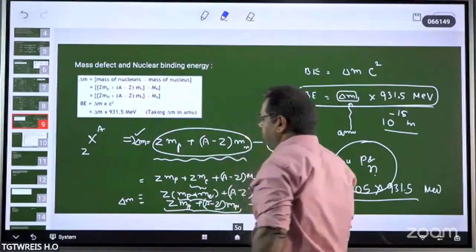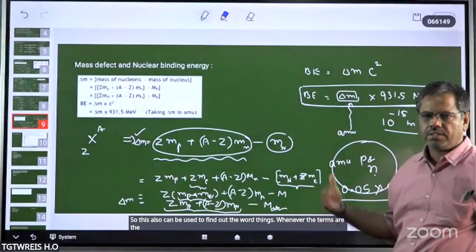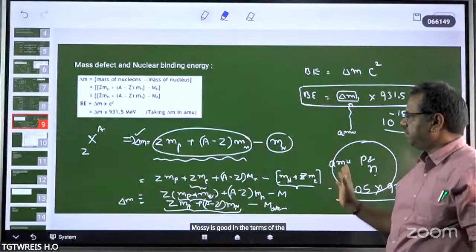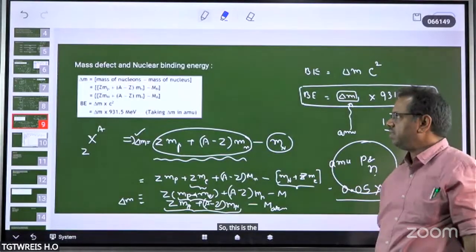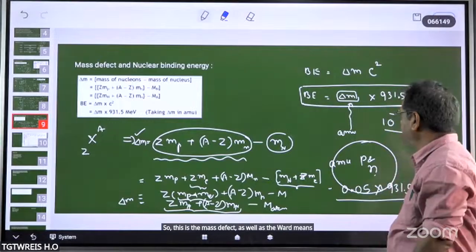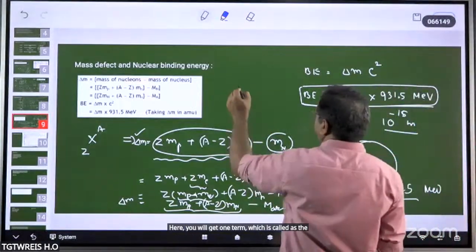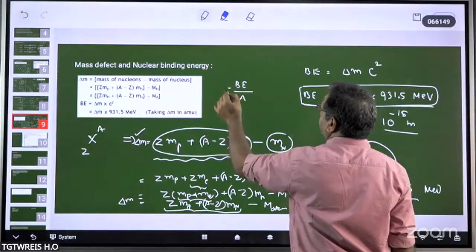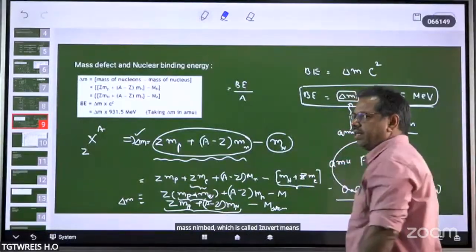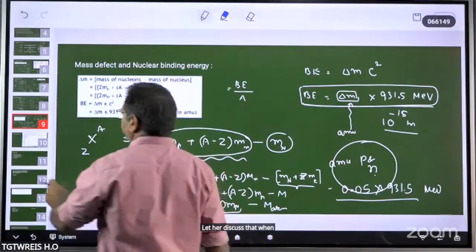So this also can be used to find out the mass defect. Whenever the mass is given in terms of the atom, then we can use this equation itself. So this is the mass defect as well as the binding energy. Here you will get one term which is called binding energy per mass number, which is called average binding energy. Let us discuss that in the next slide.